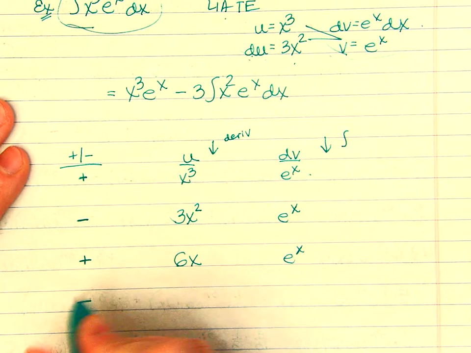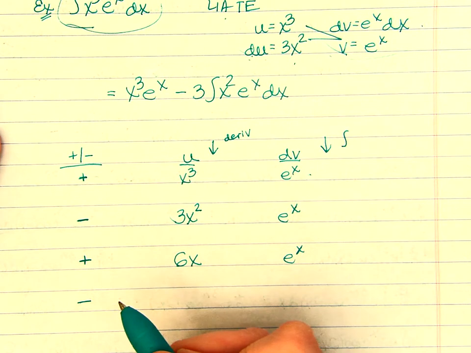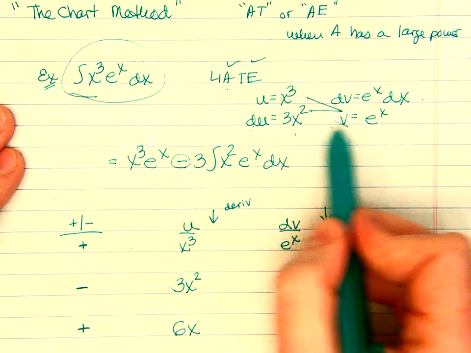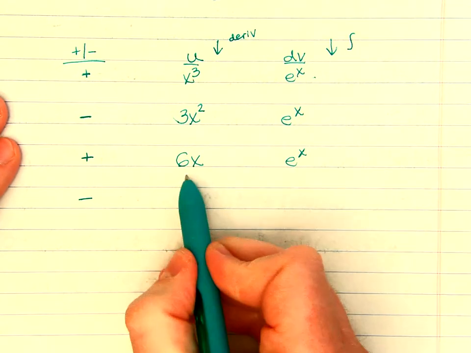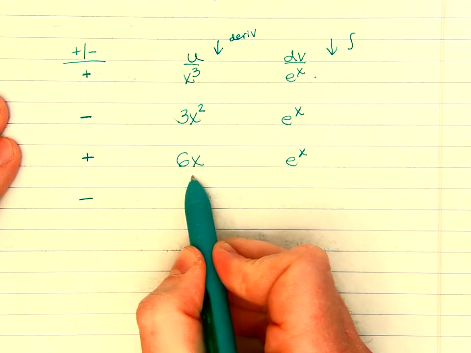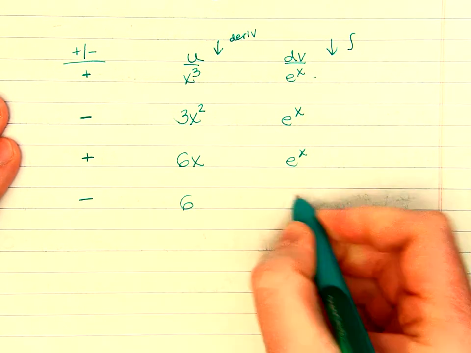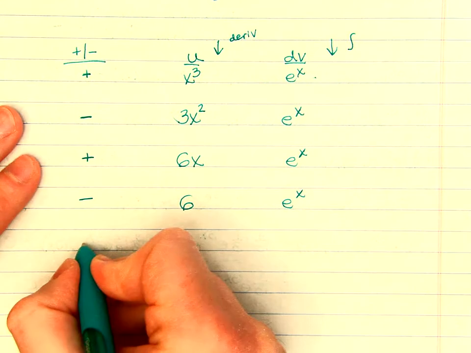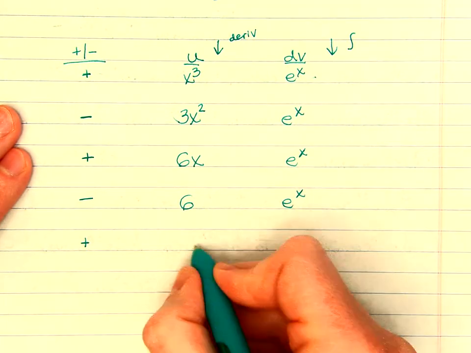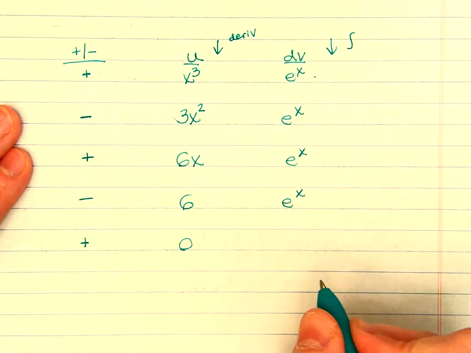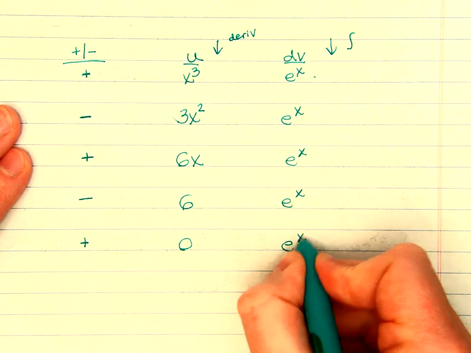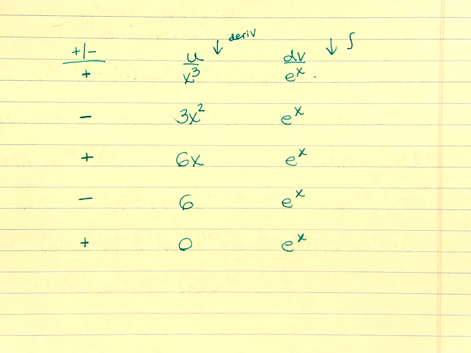Next row, minus, because remember this first column is just going to alternate the signs. That's going to take care of the whole change the sign of the integral of v du thing in our integration by parts formula. I've got 6x and e to the x. Derivative of 6x is 6. Integral of e to the x is e to the x. Then I'm going to say plus. Derivative of 6 is 0. Well, that's actually kind of nice. That means I'm done with my derivatives. And the integral of e to the x is e to the x.